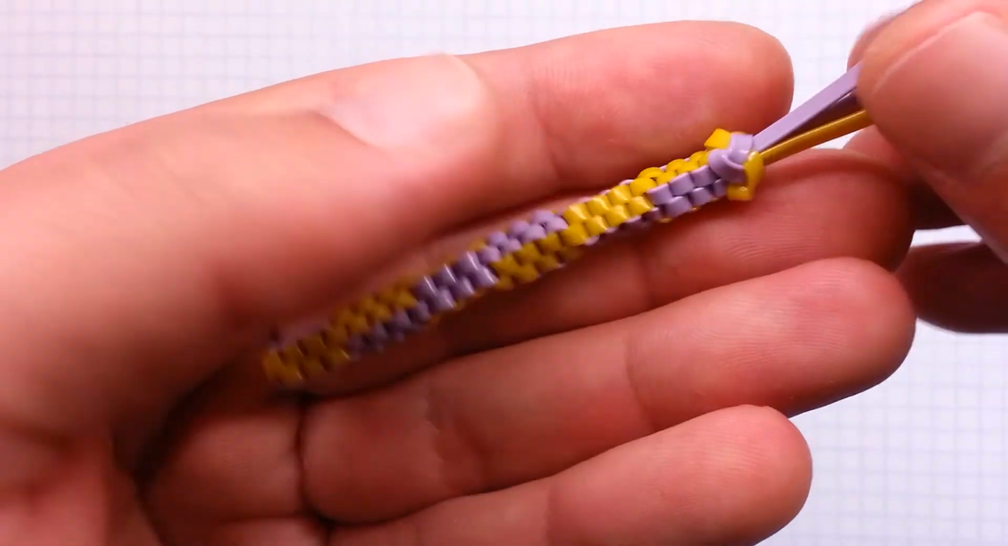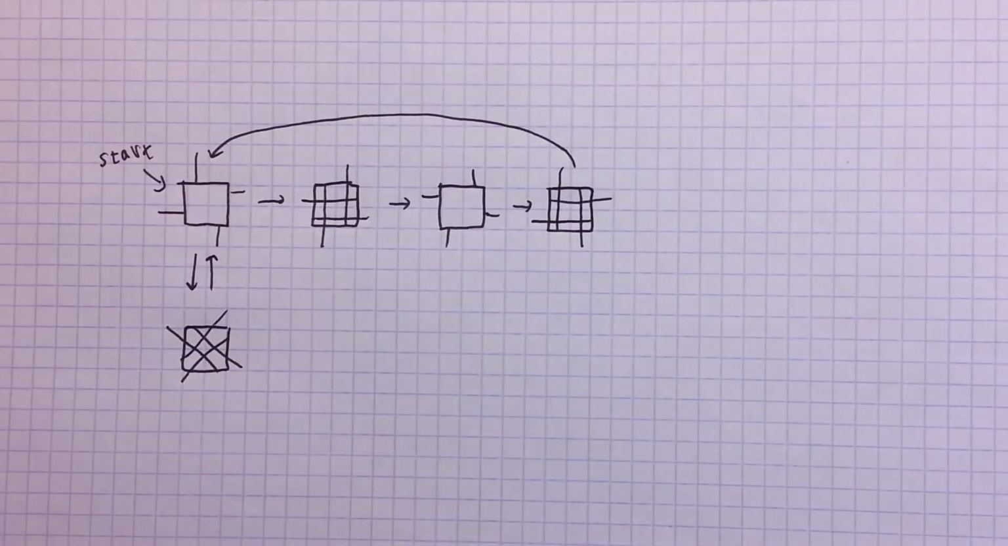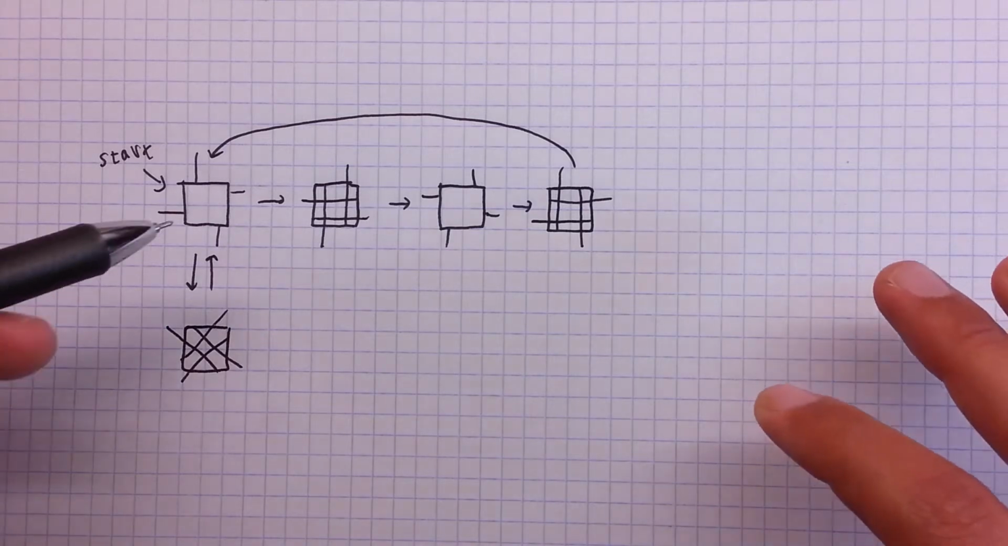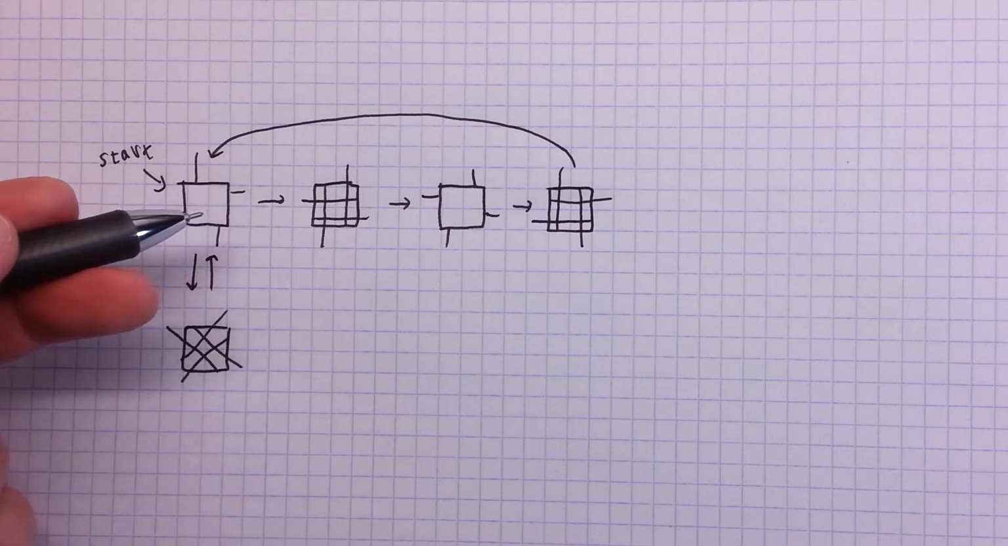So how do we describe that? As you can see, for example, we start from here and we start with the right hand position.